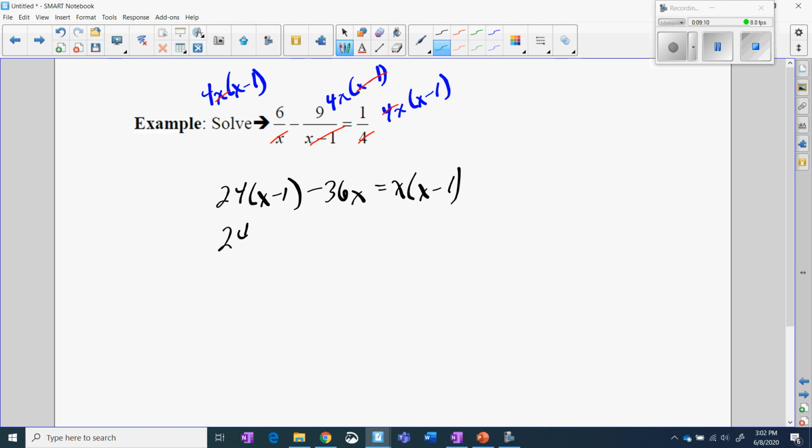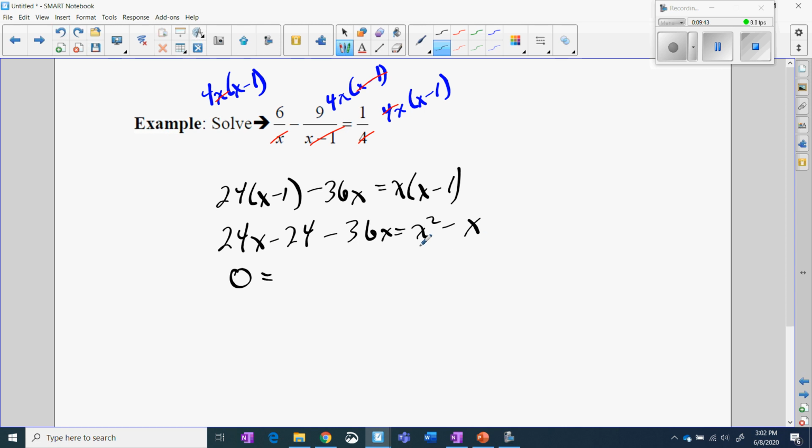So 24x, take away 24, take away 36x equals x squared, take away x. This is a quadratic. X squared is positive, which means I want to move all of these over here. I don't want to move that because it'll switch to negative. So 0 equals x squared, take away 25x. Oh, wait, no, that's not going to be right. I didn't see that other one. Undo that. So let's try that again.